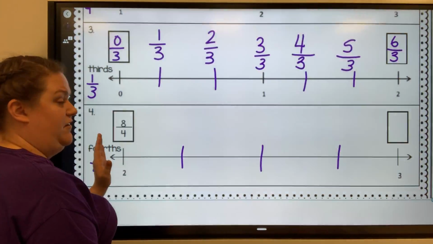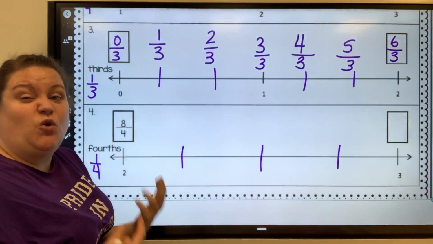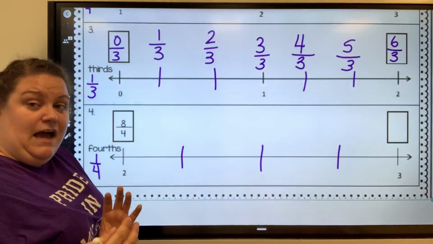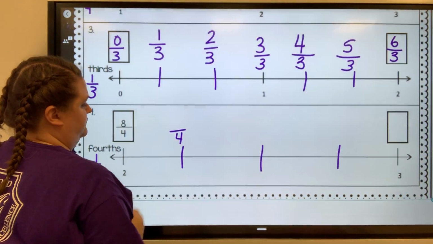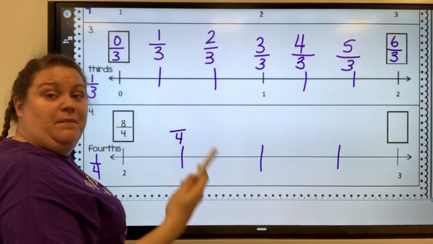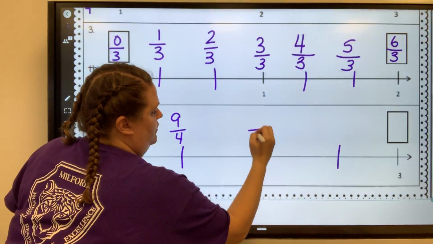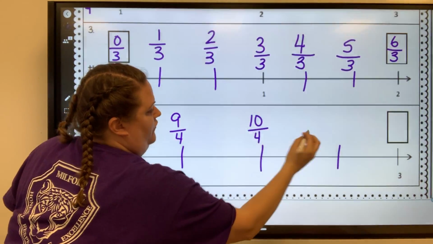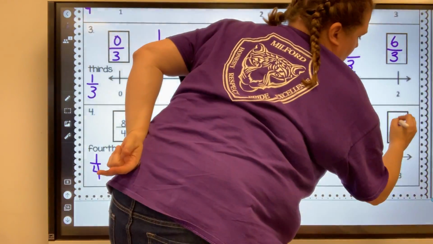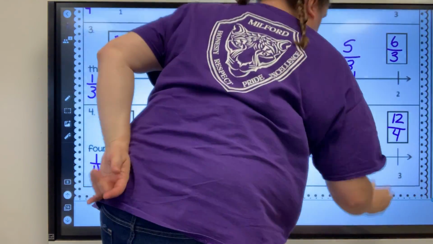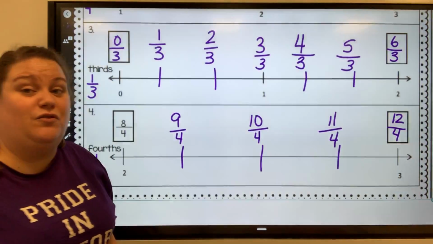So my numerator is going to change, and now we're dealing with something over 4. My numerator is going to be greater than my denominator, my down number. The denominator, however, is going to be fourths all the way through. So if this is fourths, and I have an 8, we're going to follow the pattern of our number line. So we have 8, then we're going to go to 9 fourths. Then we're going to go to 10 over 4, 11 over 4, and then finally we're going to do 12 over 4. And that is putting numbers on a number line that are greater than 1.